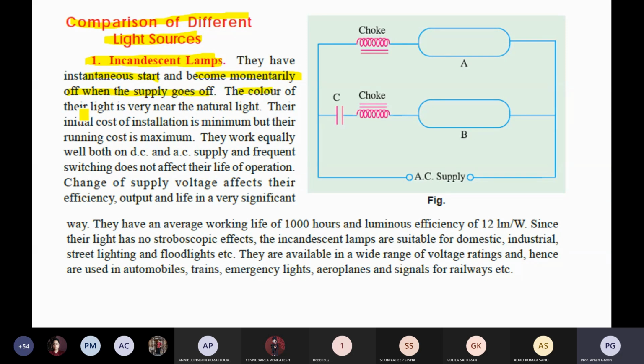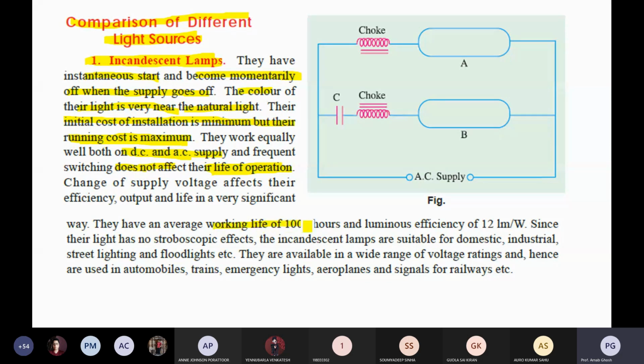The color of the light is very near to natural light. Their initial cost of installation is minimal, but their running cost is maximum. It is important that they work accurately for both DC and AC supply. The frequent switching does not affect the life of the operation. So: minimal installation cost, maximum running cost, and the life is not affected by frequent switching.